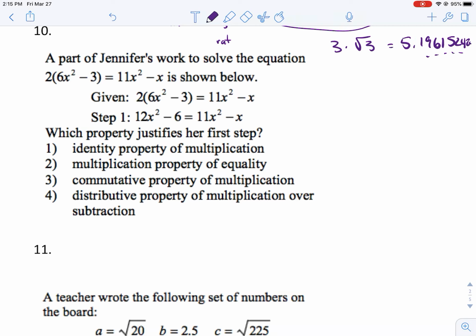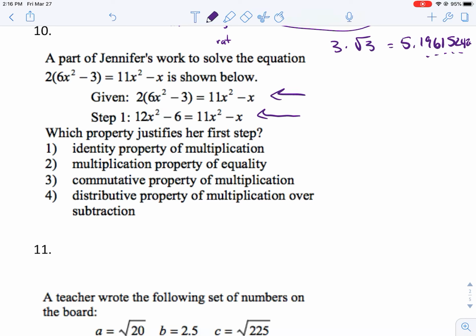Okay, so a part of Jennifer's work to solve the equation 2 times, in parentheses, 6x squared minus 3 is equal to 11x squared minus x is shown below. Given this one here and this step here, which property justifies her first step? A little lengthy on the wordies here. Identity property of multiplication, multiplication property of equality, commutative property of equality.